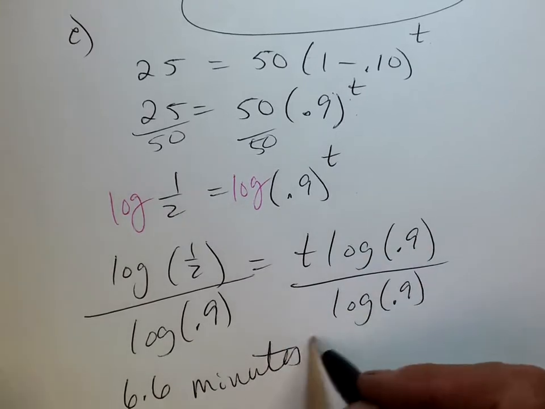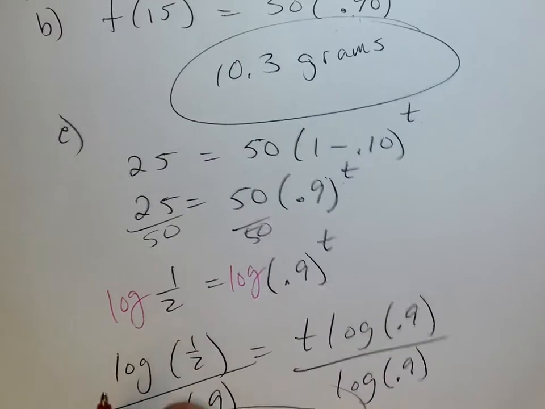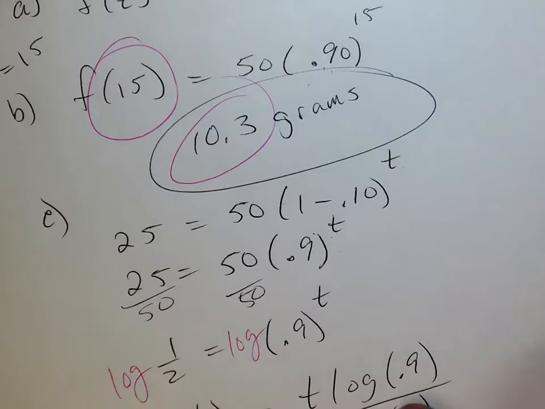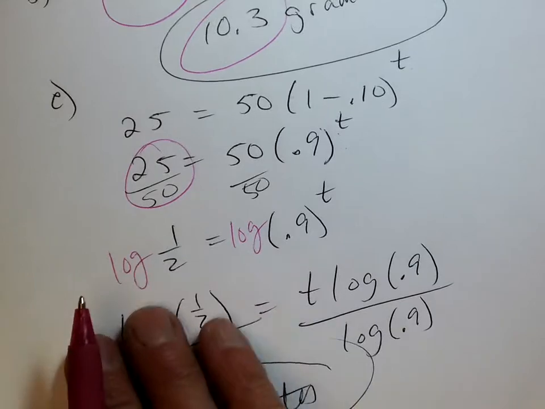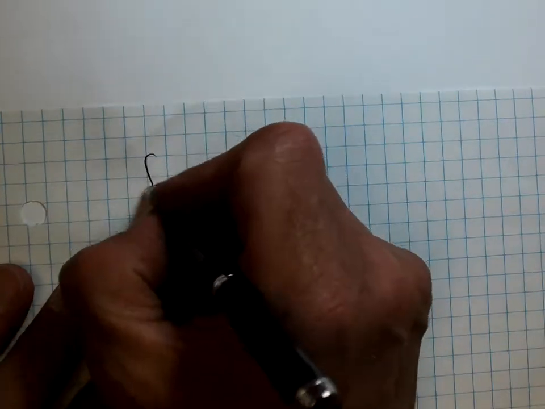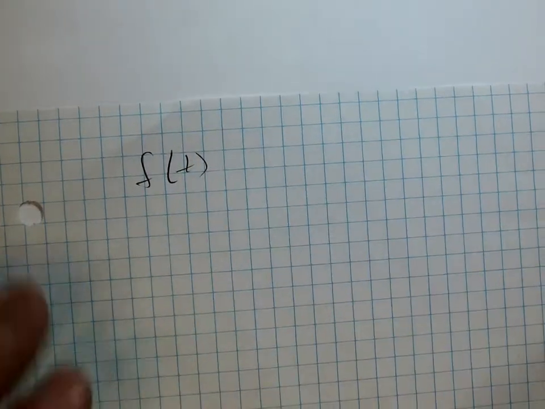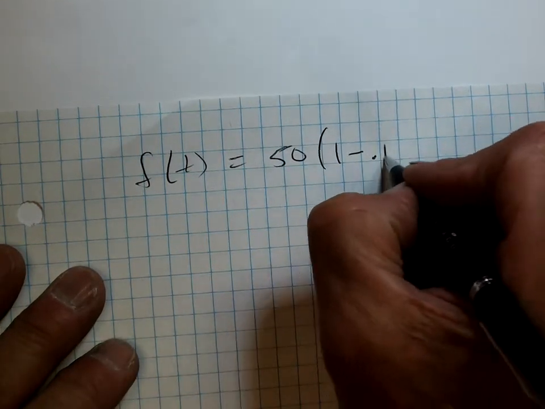Okay. Now, to graph this. Graphing this is not difficult because we're going to take what we know. We've got a point here, and we've got a point here, and we even have a beginning amount. So to graph this, it's really not going to be that difficult. So watch me graph it. Okay, I grab my graph paper, and I'm going to graph f of t equals 50 times 1 minus 0.10 to the t power.